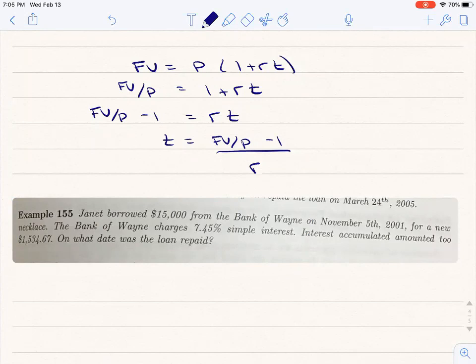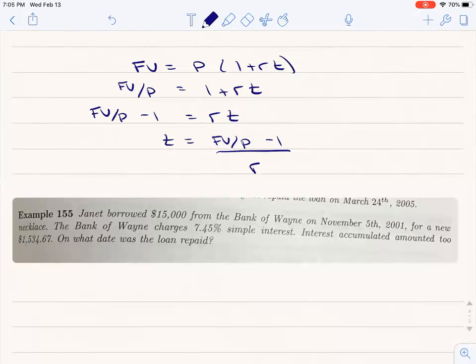And also, it's kind of a weird question. So Janet borrowed $15,000 from the Bank of Wayne on November 5th, 2001 for a new necklace. I guess a really nice necklace. The Bank of Wayne charges 7.45% simple interest. Interest accumulated amounted to $1,534.67. On what date was the loan repaid?